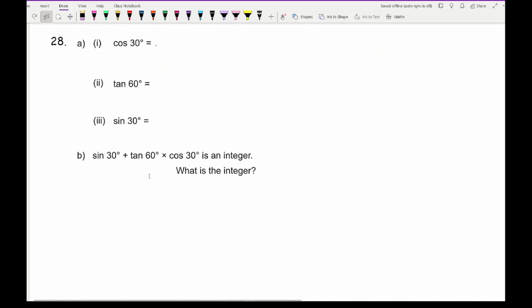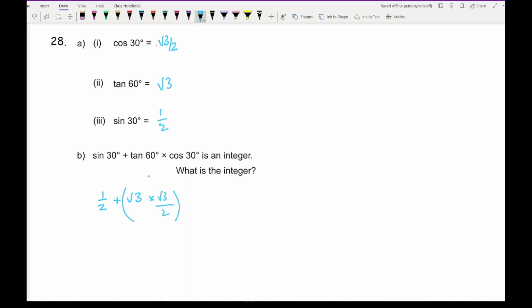Then moving on to our last question. This all involves exact values of trig, so it's just a case of knowing what these ratios are. Recognizing that cos 30 is root 3 over 2, tan 60 is root 3, and sin 30 is a half. Knowing these, we're going to substitute them into our answer for part B. So sin 30, we're going to use a half, plus tan 60, which is root 3, times cos 30, which I've worked out to be root 3 over 2.